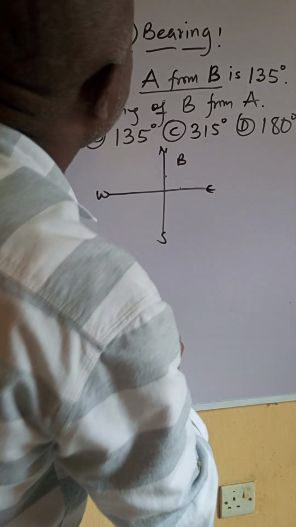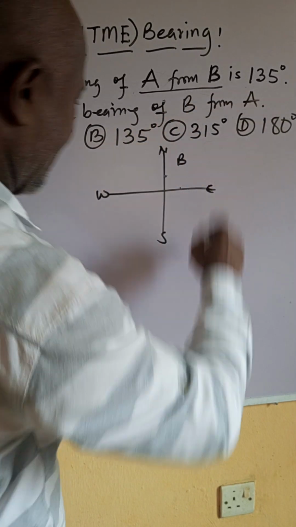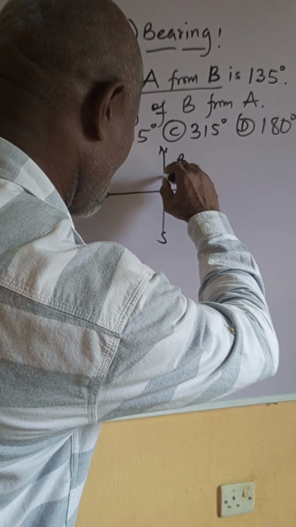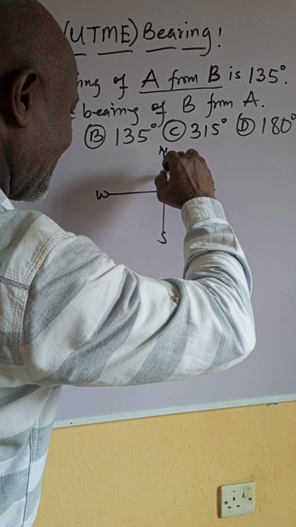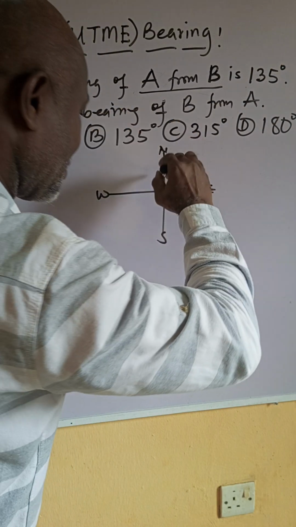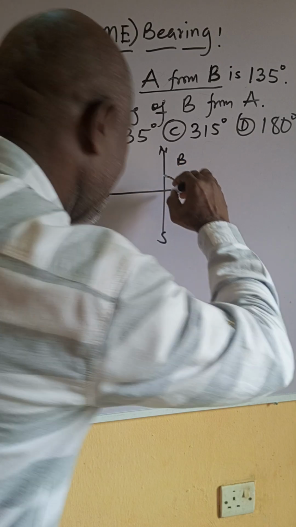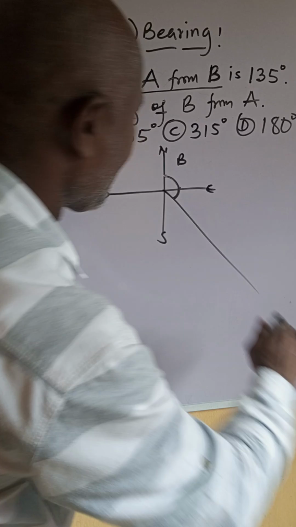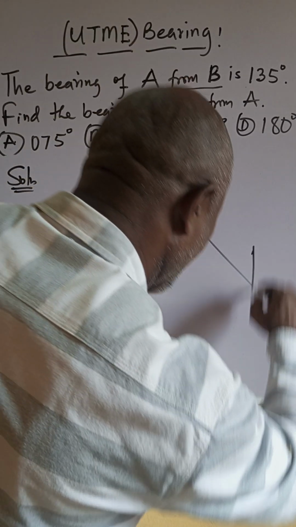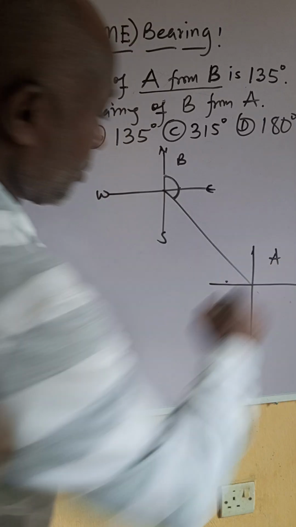So now let us determine the bearing of B from A. Let us do a sketch to represent a bearing of 135 degrees. So from here to a point here, now we draw a straight line, and then we stop and make another cardinal point here. We call this point A.